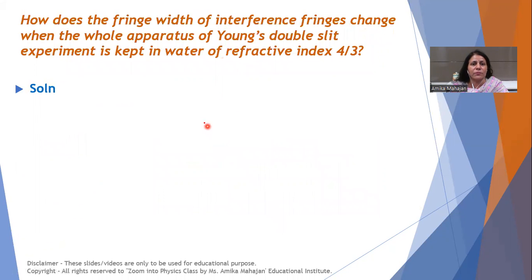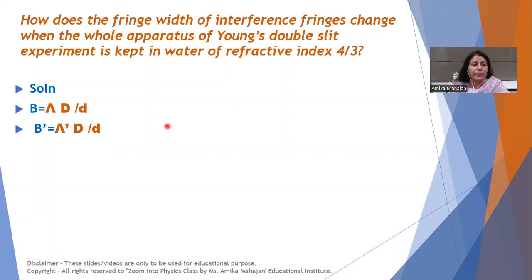Next, how does the fringe width of interference fringes change when the whole apparatus of Young's double slit experiment is kept in water of refractive index 4 by 3? We know that fringe width is given by lambda capital D upon small d. Capital D is the distance of the screen from the slits and small d is the separation between the two slits. Now, if the whole apparatus is kept in water, then what happens?